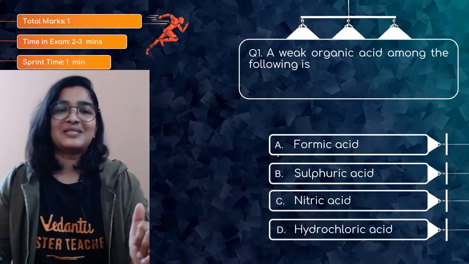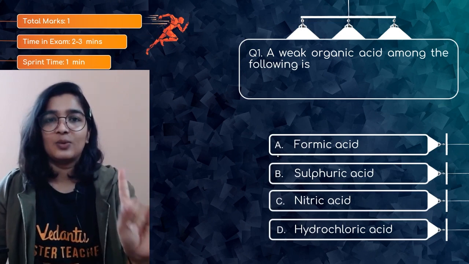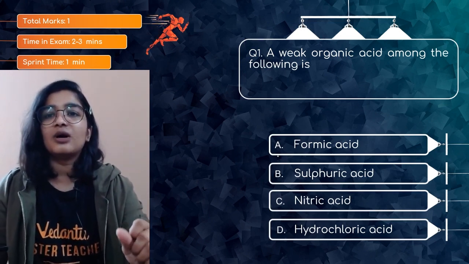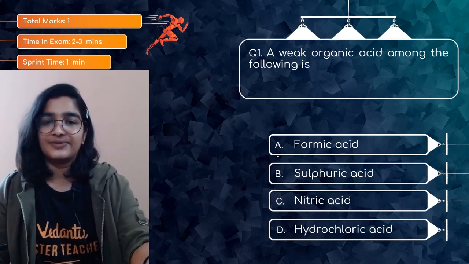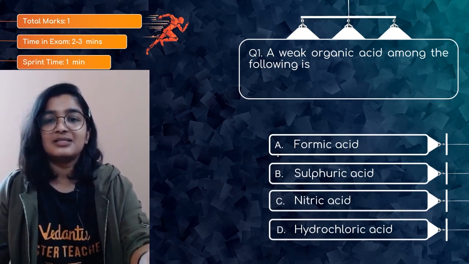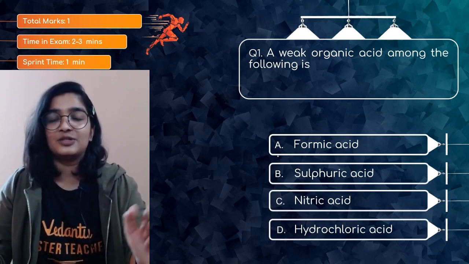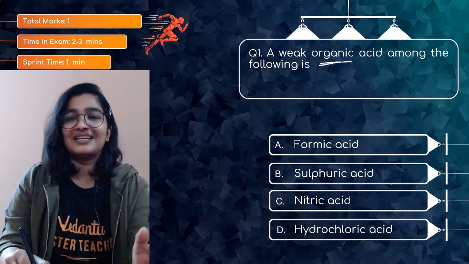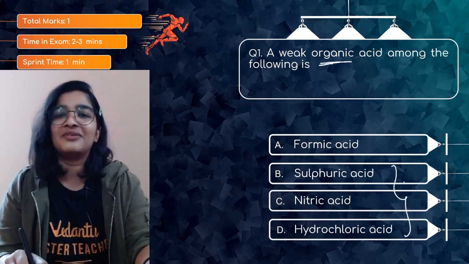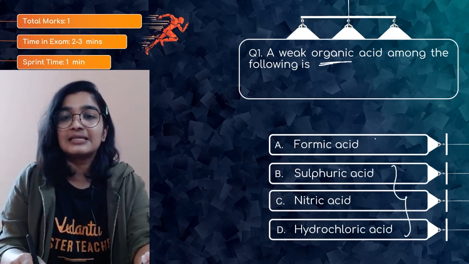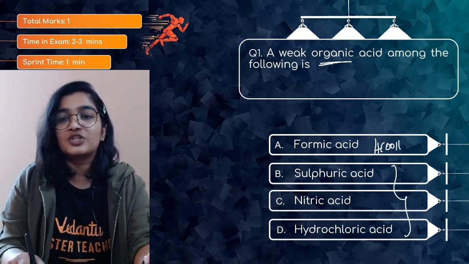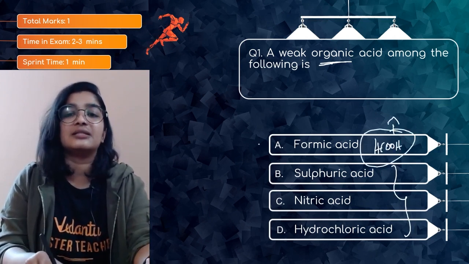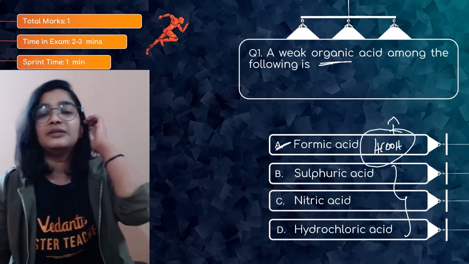Here is our first question, for 1 mark. A weak organic acid among the following is formic acid, sulfuric acid, nitric acid, hydrochloric acid. Firstly, it is an organic acid. We all know sulfuric acid, nitric acid and hydrochloric acid are mineral acids. And formic acid, that is HCOOH, is a weak acid. So option A will be the right answer.